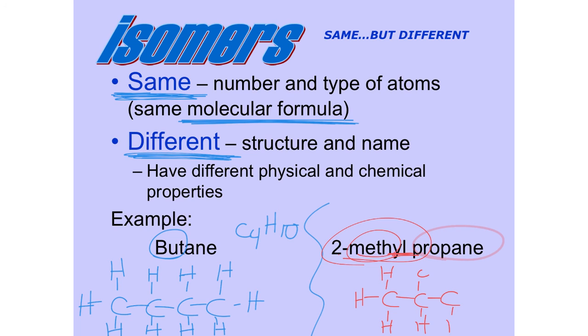Once I am done adding in my H's, then I check my formula. Whoops, there should be an H up there, a little short on space. And I also get C4H10. So these are isomers because they have the same molecular formula, but they have different structures and different names, which would also give them different physical and chemical properties.